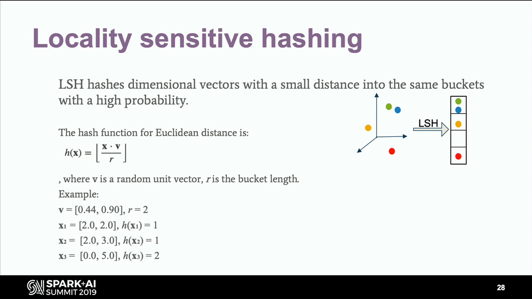Since we are using the Euclidean distance for similarity, this is the formula of the hashing function we use in Spark. V is just a random unit vector, and R is the bucket length. R is a parameter that you can tune in Spark. If you choose a large bucket length, you will end up with more candidates in the same bucket. That means you might have a higher accuracy, but also a worse query performance.